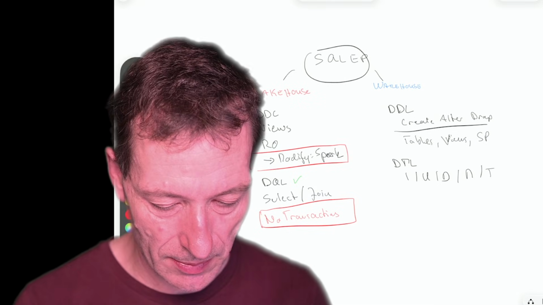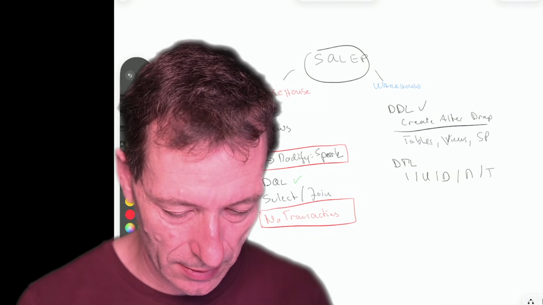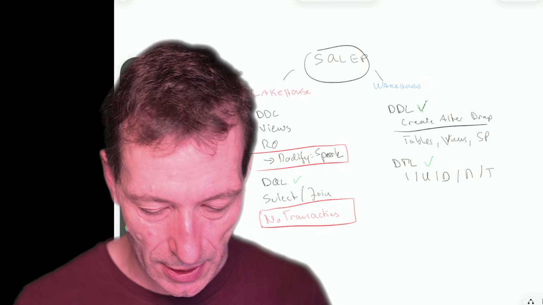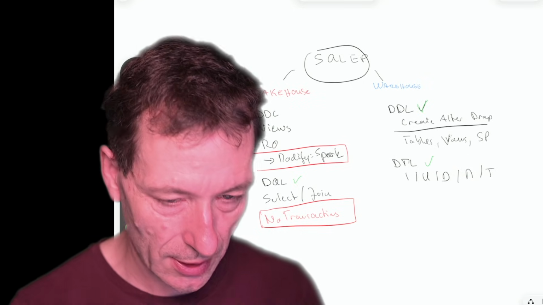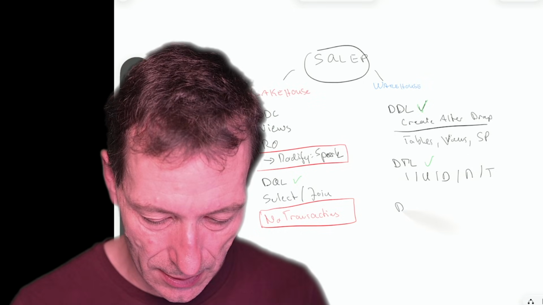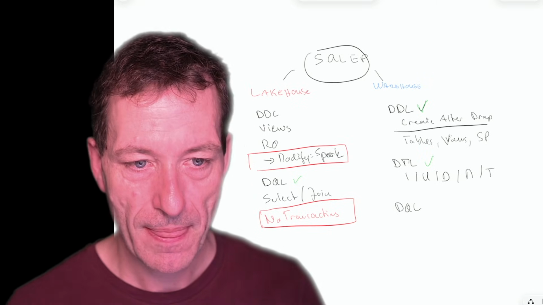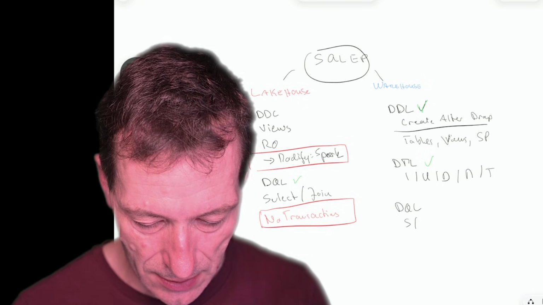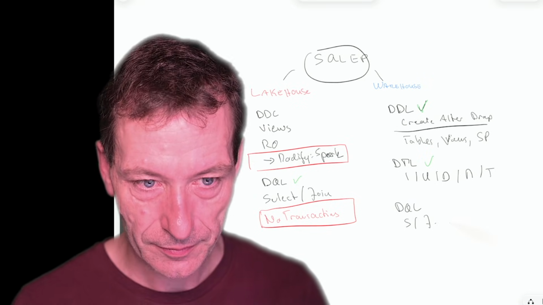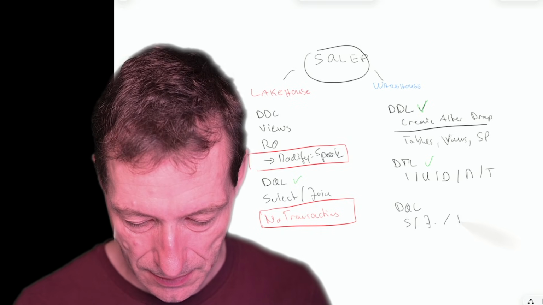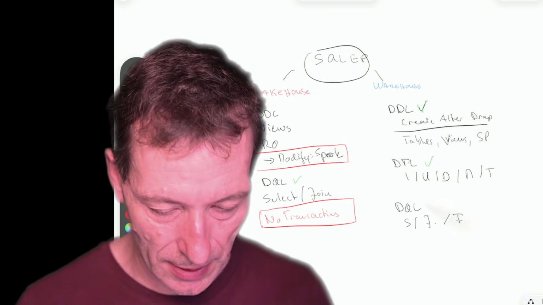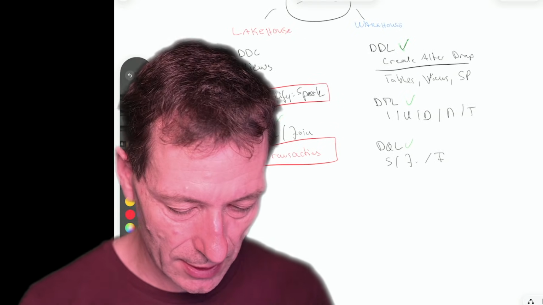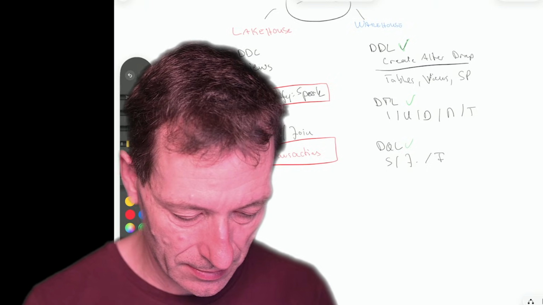So green check mark on data definition language, green. There we go. And green check mark on data manipulation language. Regarding data query language, you have select, join, and you have functions. So also green check mark. Regarding transactions are in.